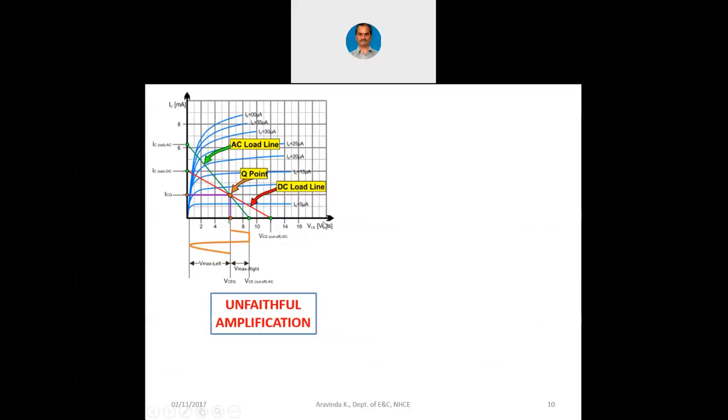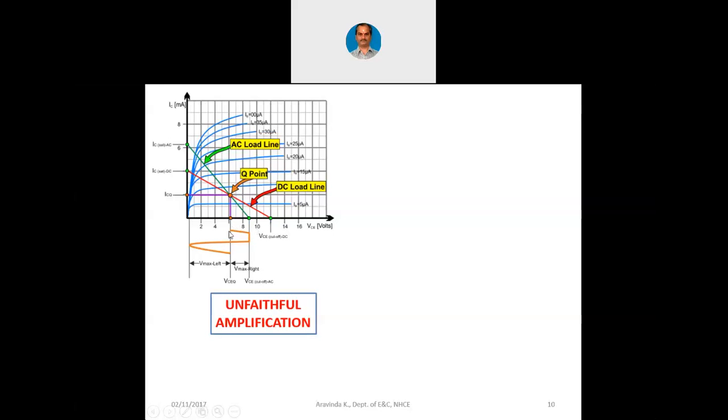You can see there is this Q point, this DC load line, and this AC load line, and you can see this is an unfaithful amplification. When the input signal is, let us say, much larger, we will have to get the output with respect to the AC load line only. Because the saturation current with respect to the AC load line is more, on the x-axis the voltage when the transistor is off is going to be less now, because it is going to be a straight line, due to which you can see the full signal is not available at the output.